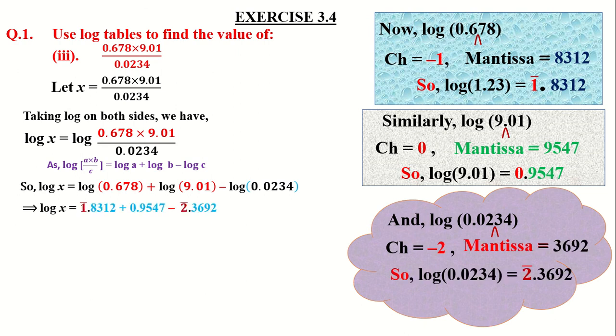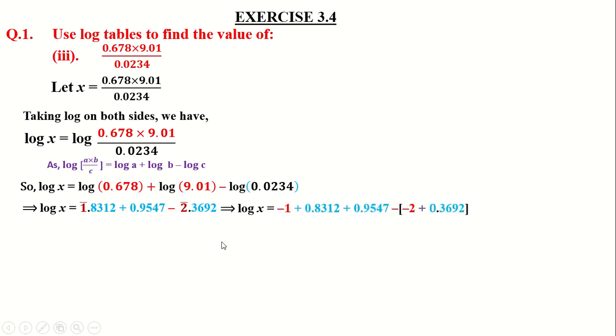We will write all these values as log of 0.678, this log of 9.01 is this, log of 0.0234 is this. Then consider this is negative while mantissa is positive, so it is written -1 plus 0.8312 plus 0.9547. Now consider this as minus sign. This is -2, but mantissa is always positive, so it is written with plus sign.